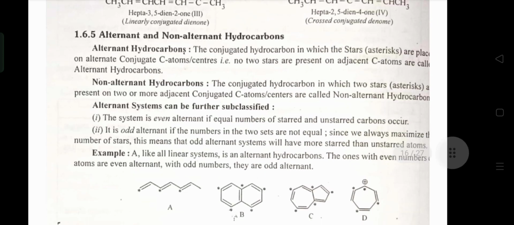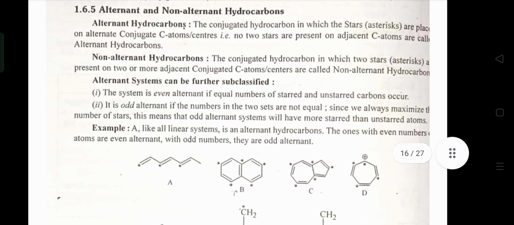Now we will discuss alternate and non-alternate hydrocarbons. Alternate hydrocarbons are the conjugated hydrocarbons in which the stars are placed on alternate conjugated carbon atoms. That is, no two stars are present on adjacent carbon atoms. Non-alternate hydrocarbons are the conjugated hydrocarbons in which two stars are present on two or more adjacent conjugated carbon atoms.